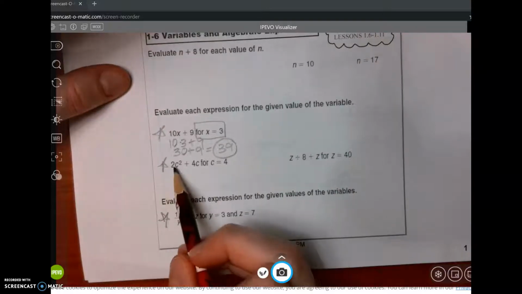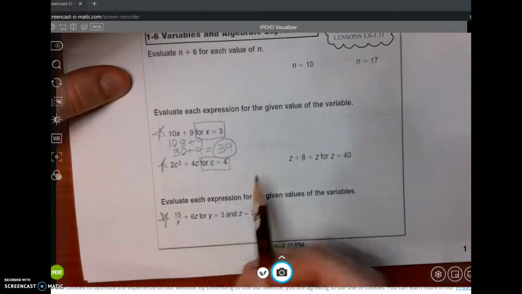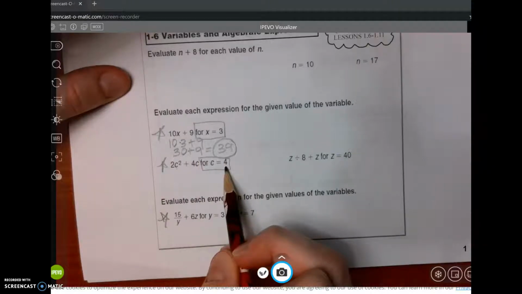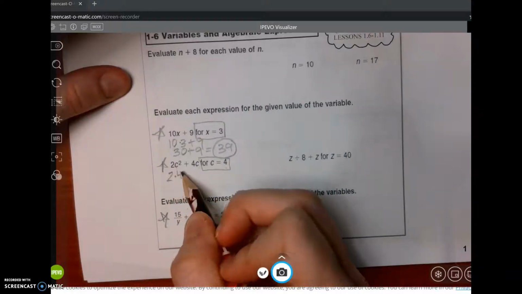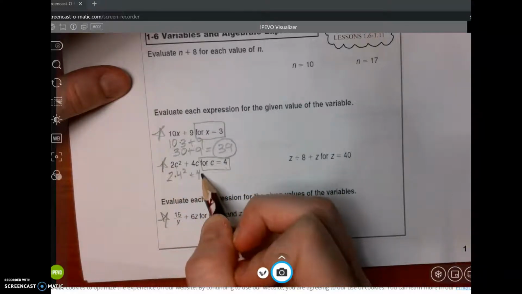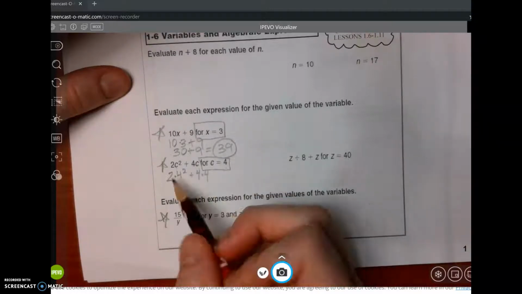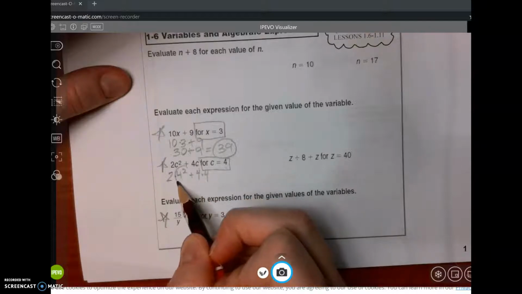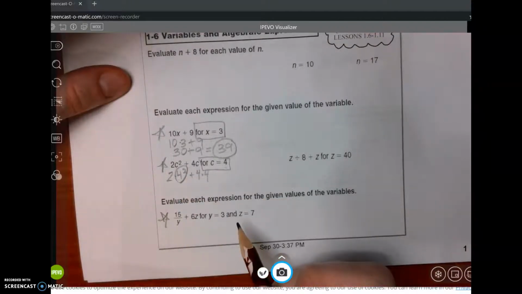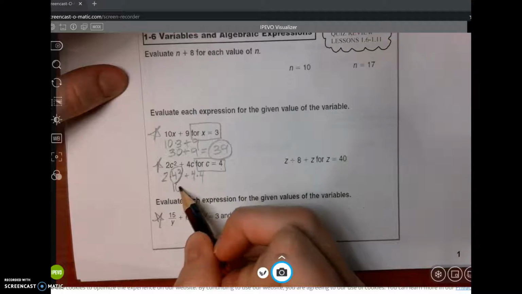Okay, next one, I have c here and c there, and they say that c equals 4. So I'm going to replace every c that I see with 4. Okay, remember 4c means 4 times c. Alright, order of operations says exponents come first. You have to do this 4 squared first. And 4 to the second power is 4 times 4. And 4 times 4 equals 16.